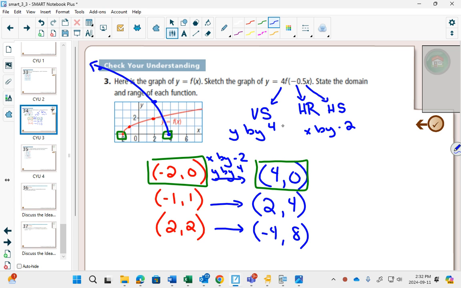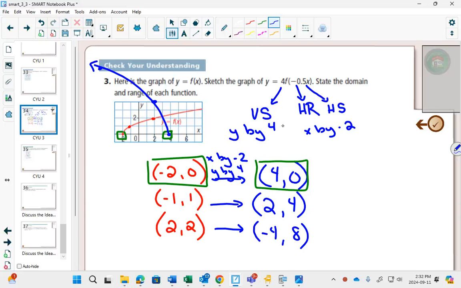A couple of other things I'm going to check. Did you notice that the first one was like a square root graph in its shape? Does my blue one have that same kind of square root graph shape? Go through mentally and say, does it look like it's been stretched vertically?